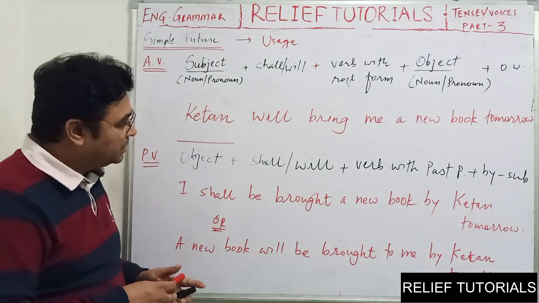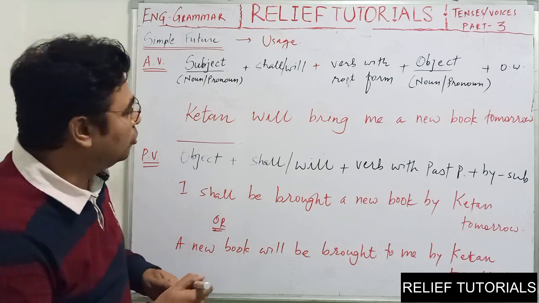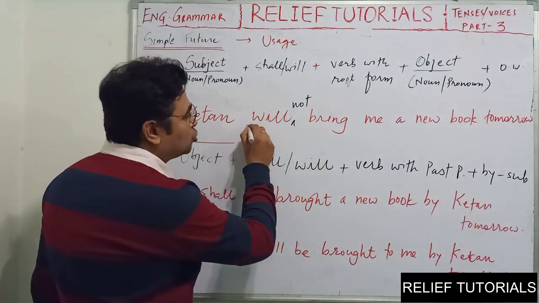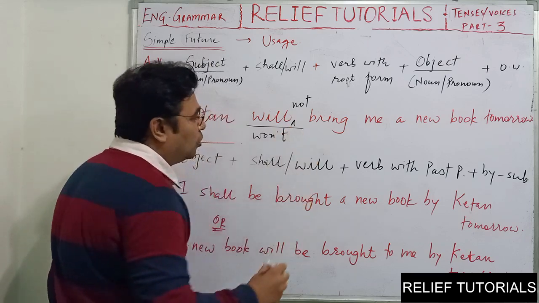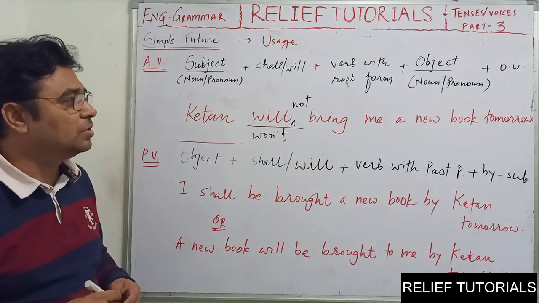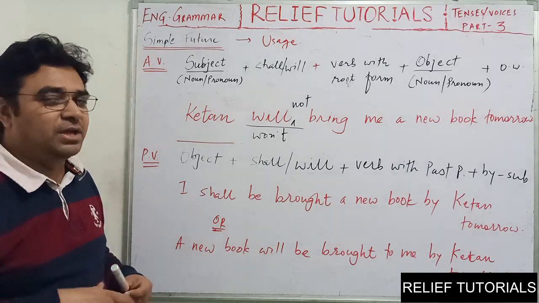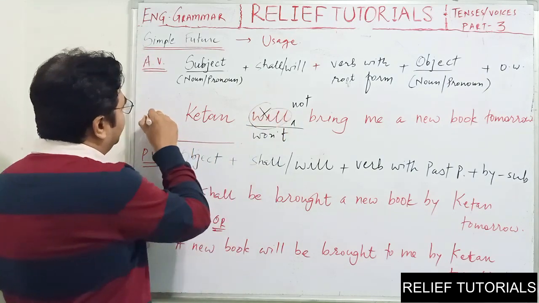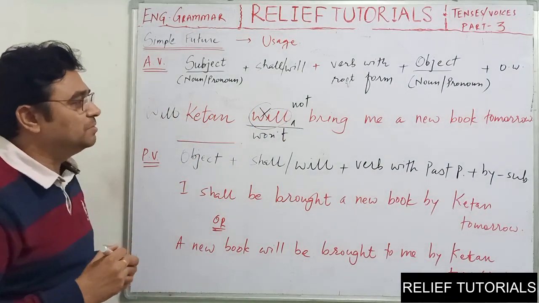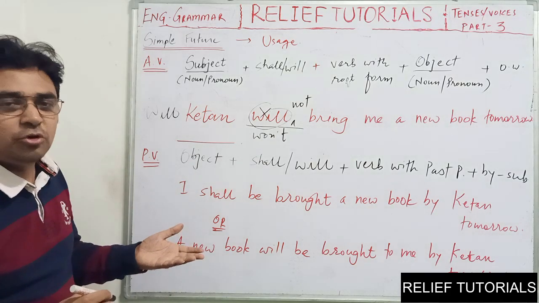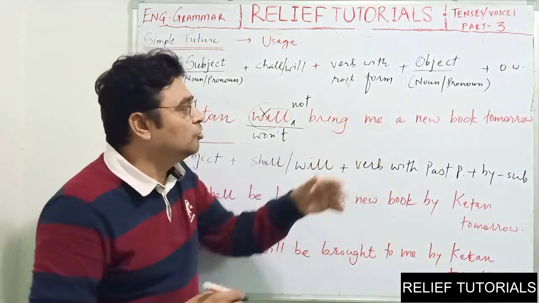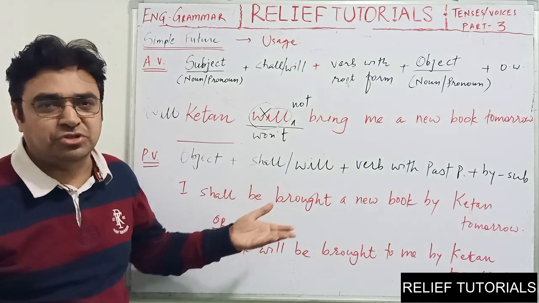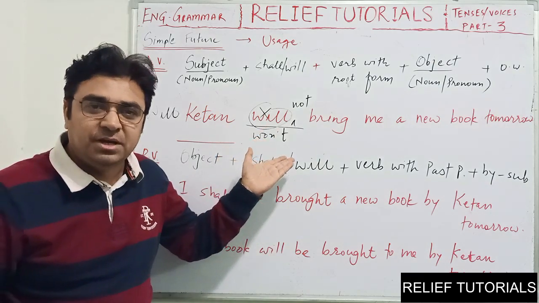If you want to make it negative, अगर आपको ये negative बनाना है, you can just go for simply putting not over there. Ketan will not bring. If you write it down in a short form, it would be won't bring. Ketan won't bring me a new book tomorrow. If you again want to make it a question, then the same will be right in the beginning. Will Ketan bring me a new book tomorrow? If it is a negative question, will Ketan not bring me a new book tomorrow? And then the question mark. So it is now very simple to make it negative or question, as we already have the auxiliary verb within the sentence.